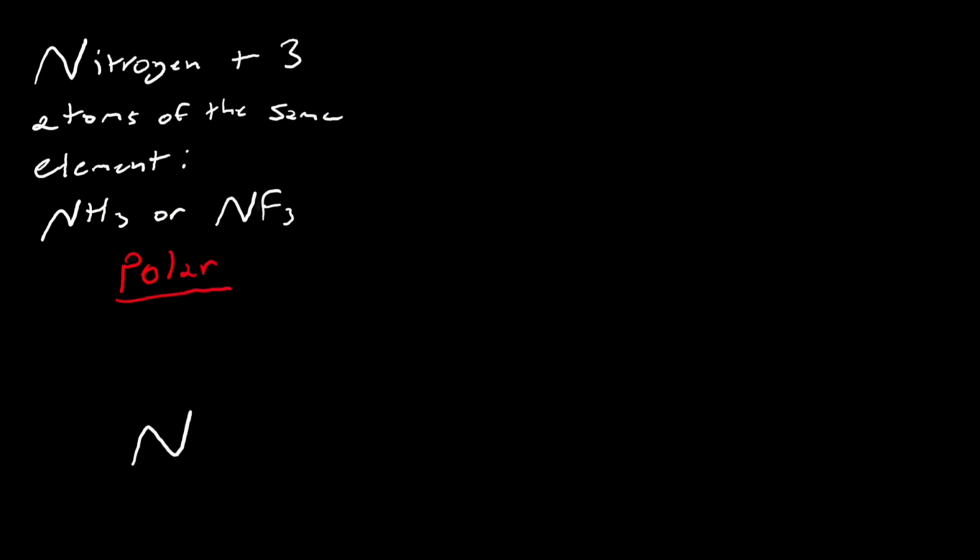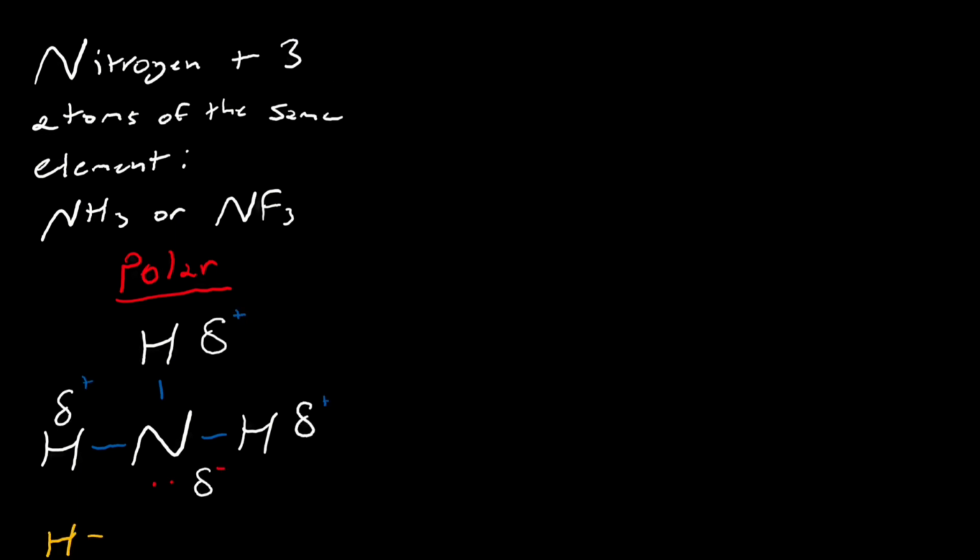So drawing out NH3 in a Lewis structure, we would know that the hydrogens would have the localized positive charge, seeing as they have a 2.2 electronegativity while nitrogen has 3. And we need to draw it like this, with these hydrogens out of the way of the nitrogen so that it can have its localized negative charge.